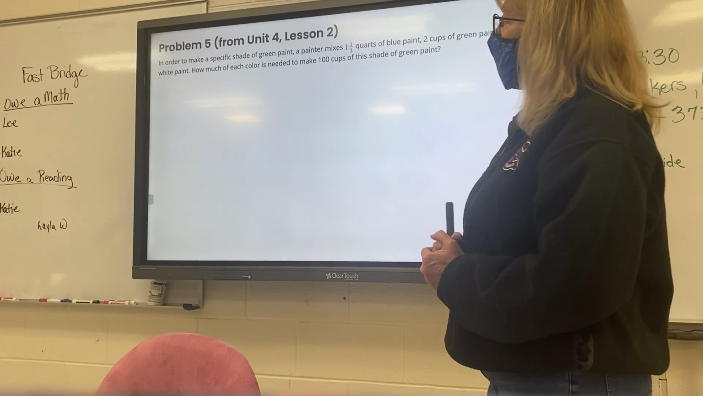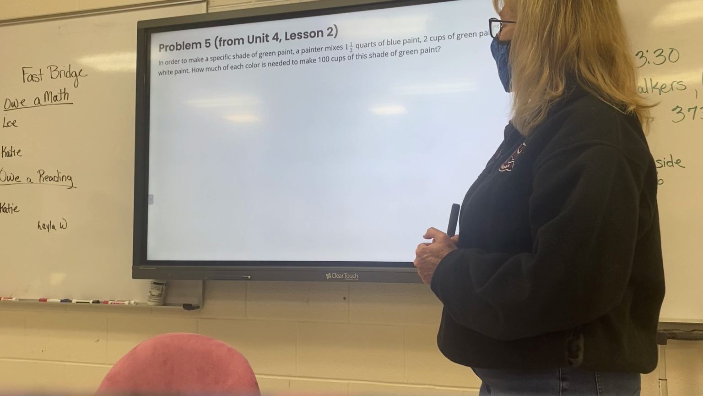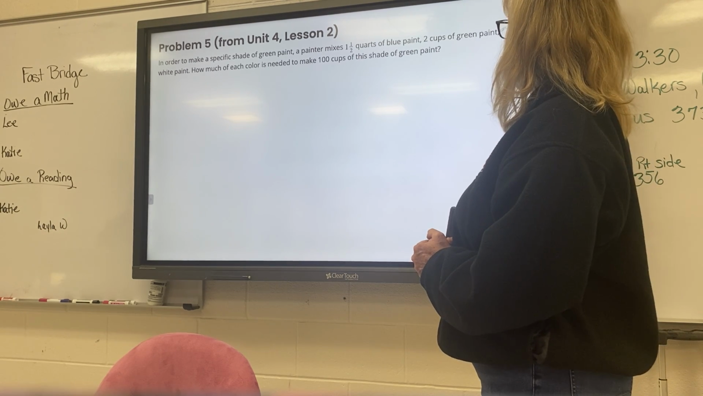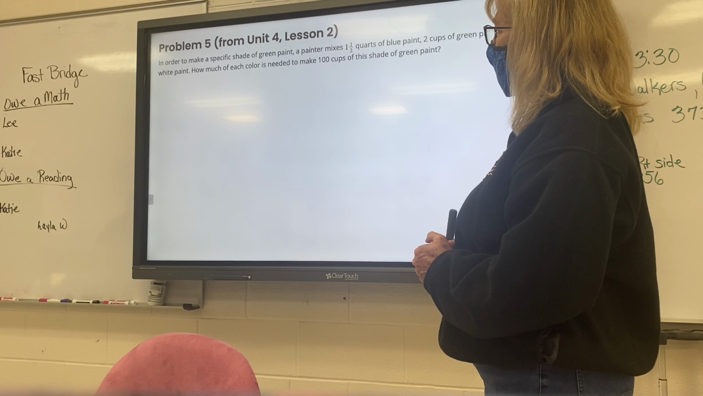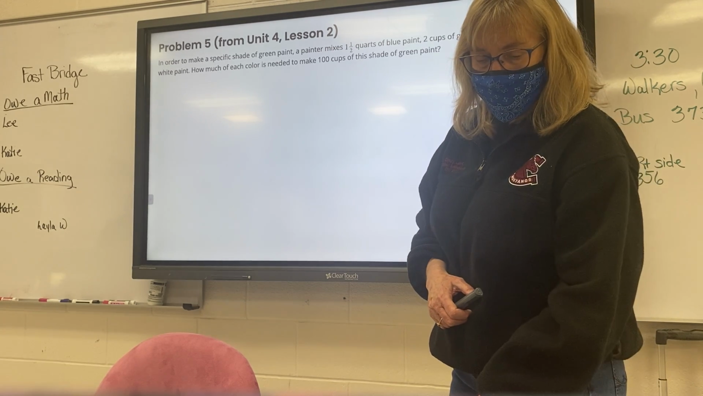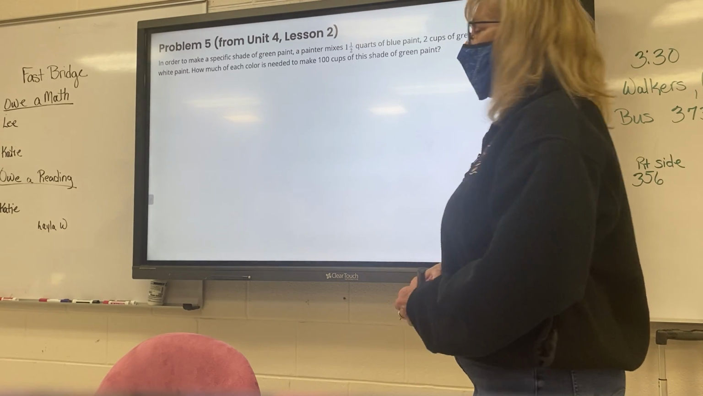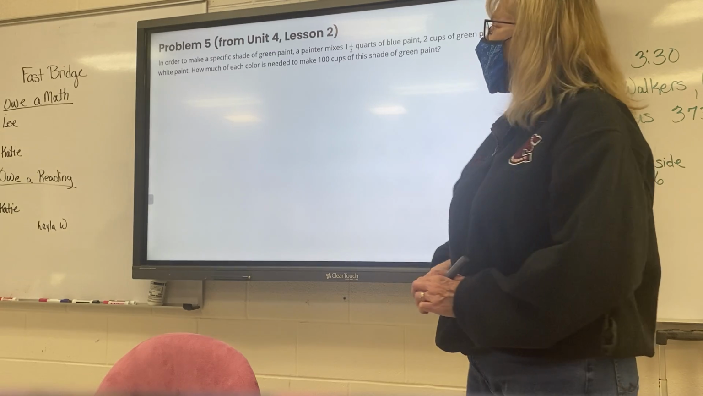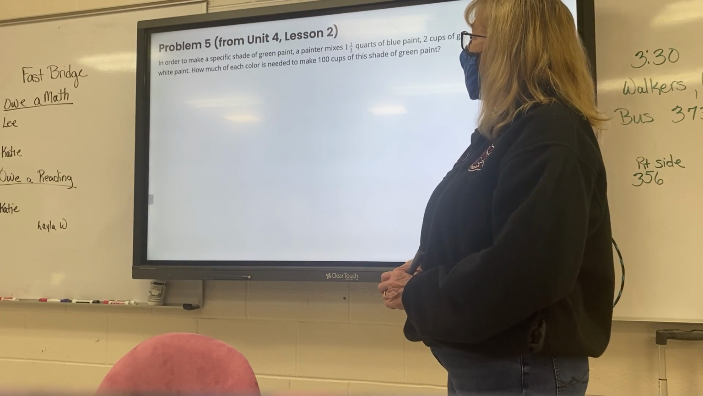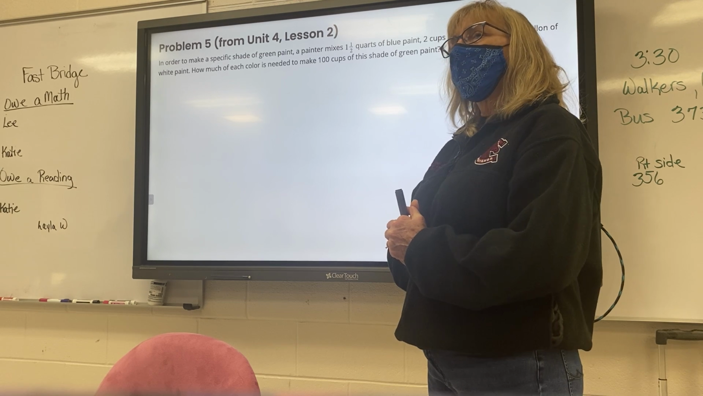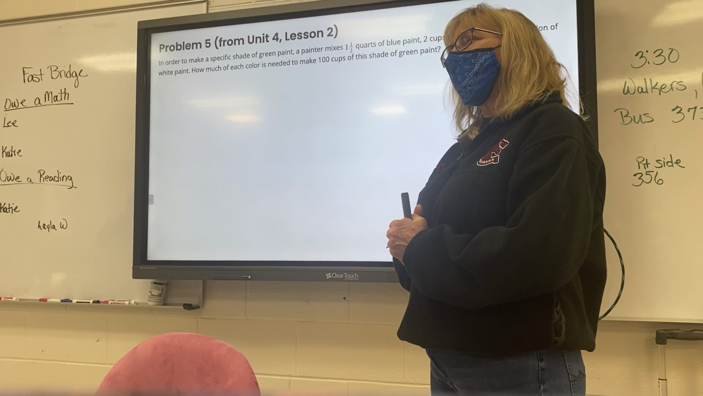All right, in order to make a specific shade of green paint, a painter mixes 1.5 quarts of blue, 2 cups of green, 1/2 gallon of white. How much of each color is needed to make 100 cups of this green paint? Oh my goodness. We put in 1/2 gallon of white paint just to make a shade of green. Well, we want it to be that same recipe. So give me a strategy. What do you think we're going to do?